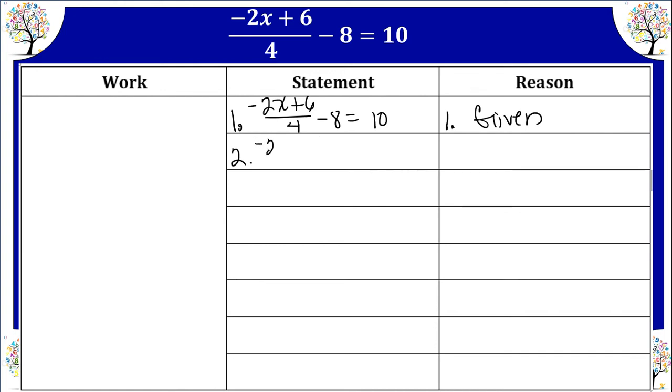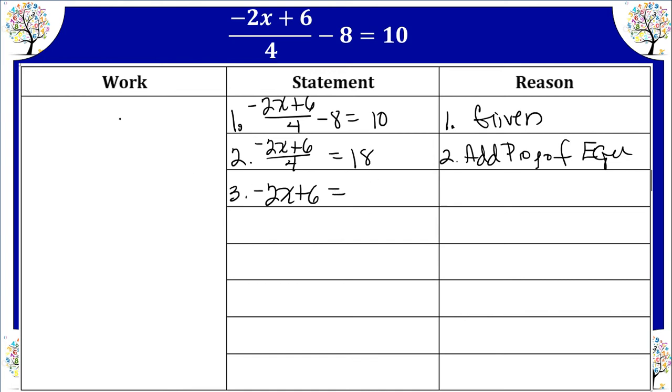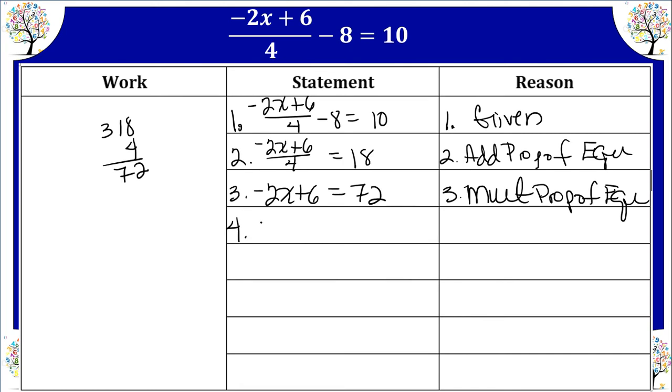So the first thing we're going to undo is the subtraction, and we're going to use the addition property of equality. The next thing we're going to undo is the division, and we're going to multiply both sides by 4. So the multiplication property of equality. Then we're going to subtract 6 from both sides. That would be the subtraction property of equality.